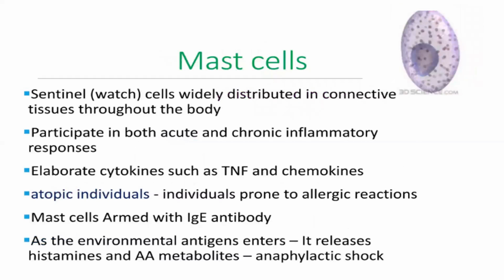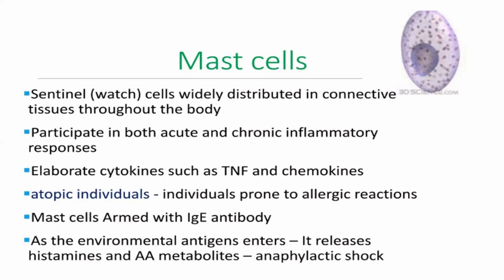The last cell is the mast cell, which is also known as the sentinel cell, and is widely distributed in the connective tissue throughout the body. Mast cells are scattered in the connective tissue. Mast cells participate in both acute and chronic inflammatory responses. These mast cells produce cytokines such as tumor necrosis factor, and chemokines.